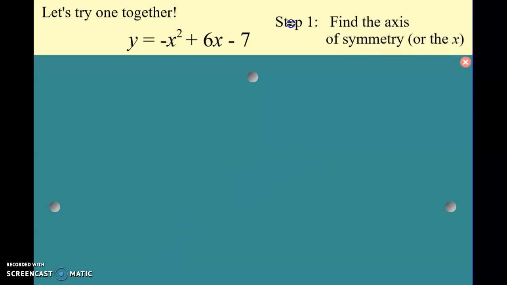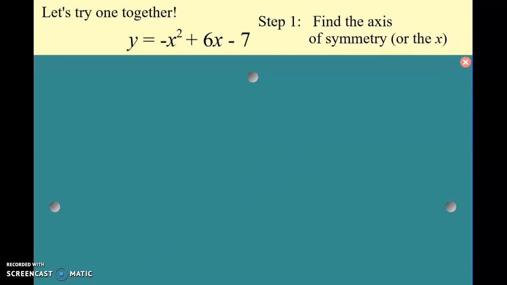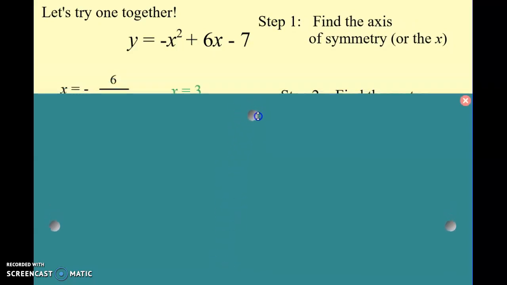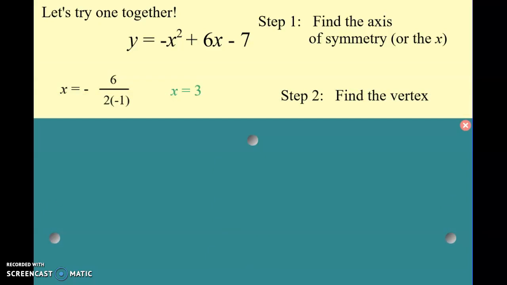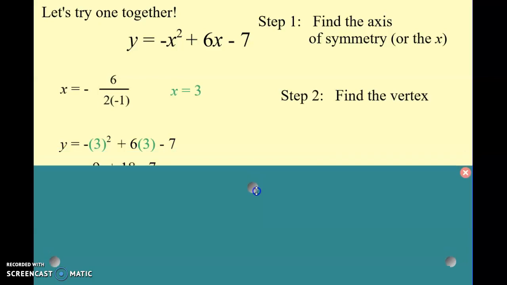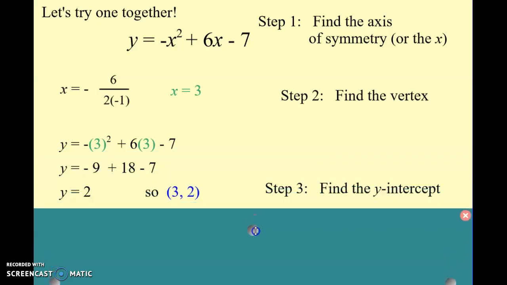Step number 1, find the axis of symmetry, or the x. Once you substitute in, you should have gotten that x is equal to 3. Step number 2 is find the vertex. We already have the x-coordinate. Now we need to substitute in to find the y-coordinate. You should have found that the vertex is 3, 2.